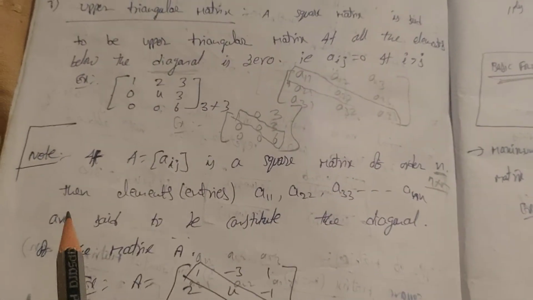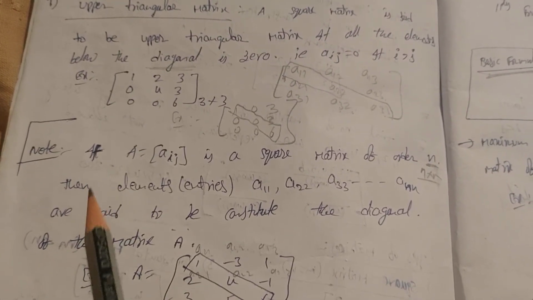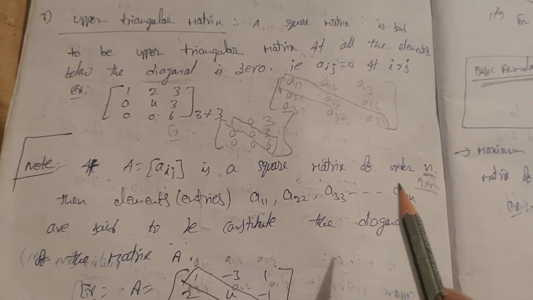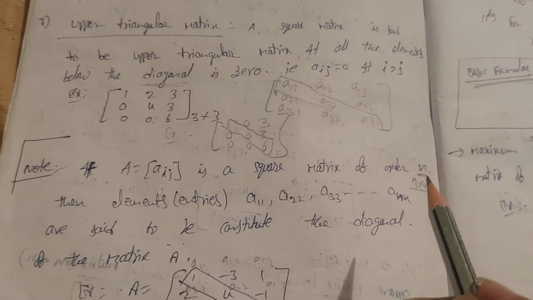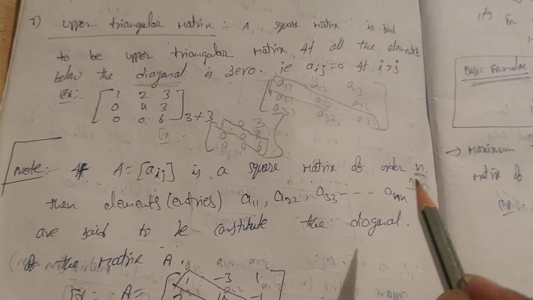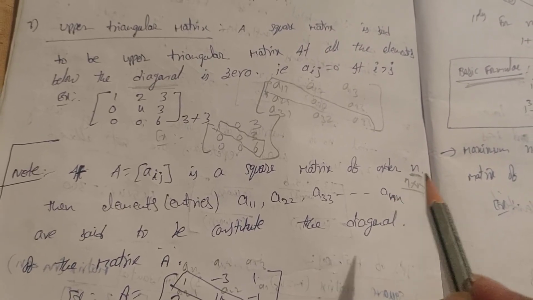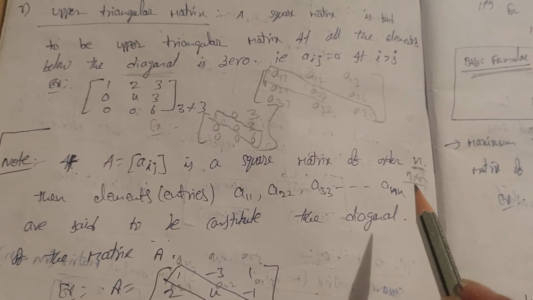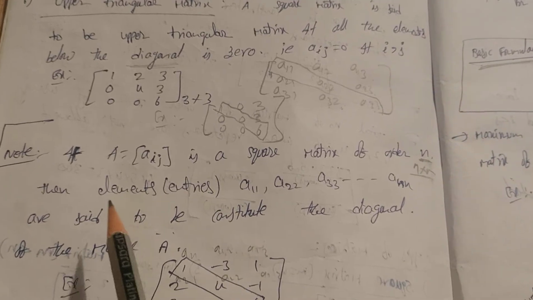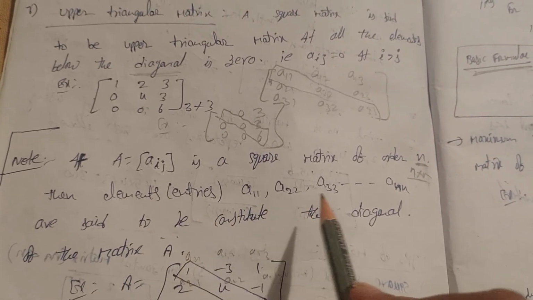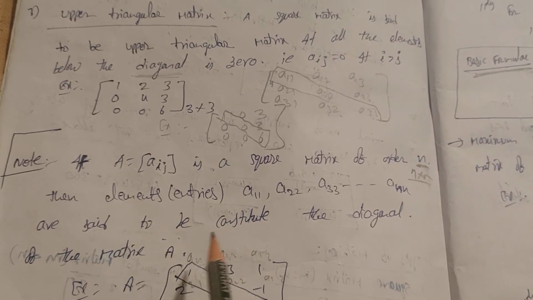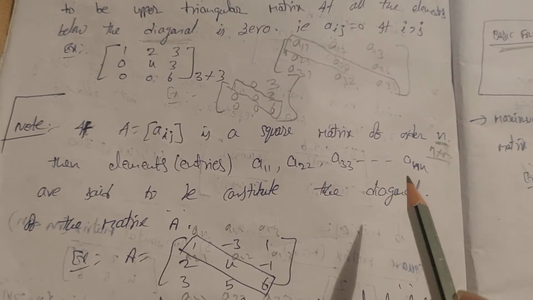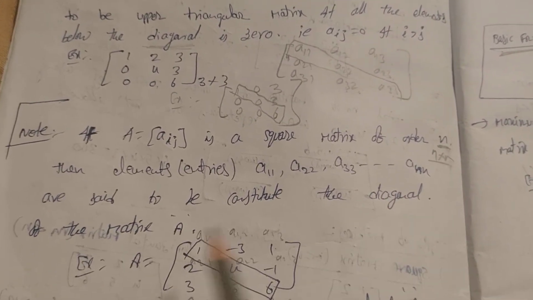So first I am going to give the definition of the diagonal of a matrix. If A is equal to [Aij], a square matrix of order n. Here, if they didn't mention n by n and only gave order n, it means n by n. If they give order 2, it means 2 by 2, order 3 means 3 by 3. That means it is a square matrix, so both the columns and rows will be the same. Then the elements or entries A11, A22, A33 and so on up to Ann are said to constitute the diagonal of the matrix A.